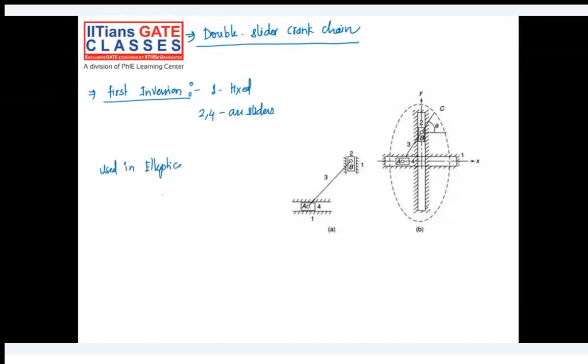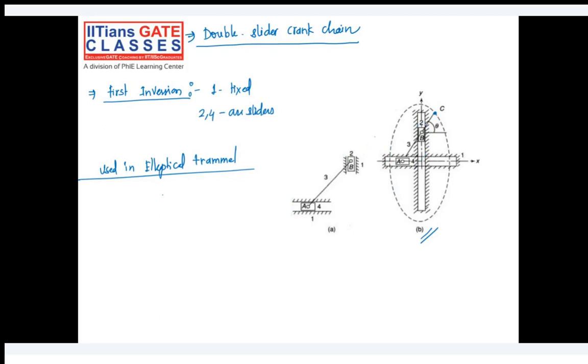What will happen when A comes to an extreme end? This point C will come here, and the C point will trace an elliptical curve. Whatever size of ellipse you want to generate, you have to elongate the link to that extent.